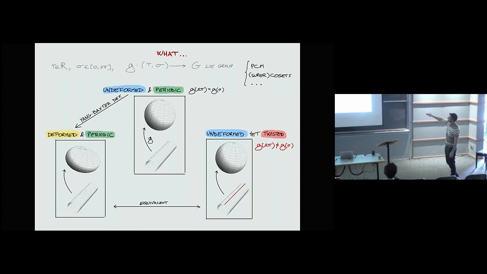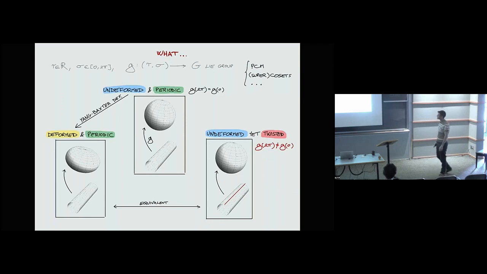I will call them undeformed because I will have a procedure called the Yang-Baxter deformation that preserves integrability and generates new integrable models that I will call deformed. In this case, deformation, among other things, also means that you are deforming the target space geometry. Here I'm trying to represent it as going from a round sphere to a squashed sphere. And for these deformed models, I still want to take periodic boundary conditions on the worksheet.